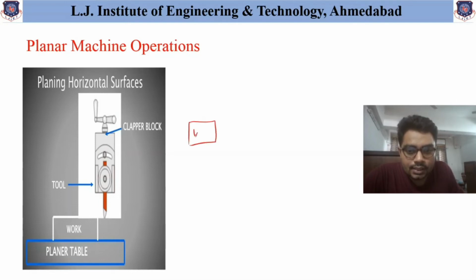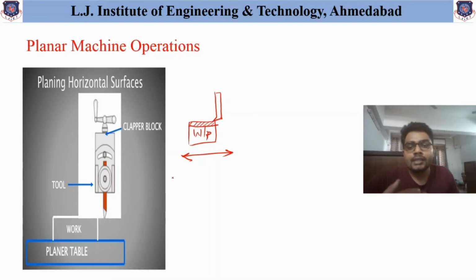Suppose this is the workpiece and the tool is provided over here. Now to machine this horizontal surface, simply this workpiece is given movement in the horizontal direction, or reciprocating movement, by using a particular mechanism. When this workpiece moves in the forward direction, the material is removed over here in the form of chips.